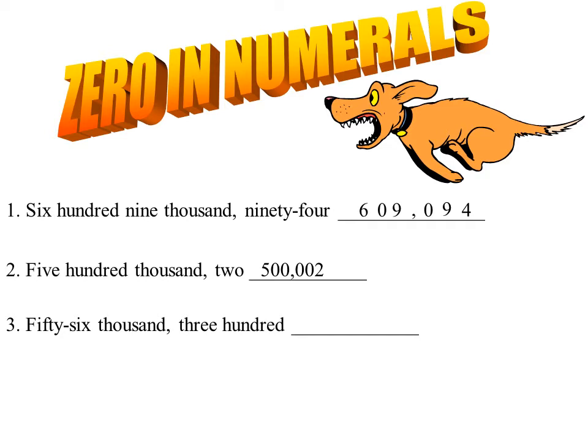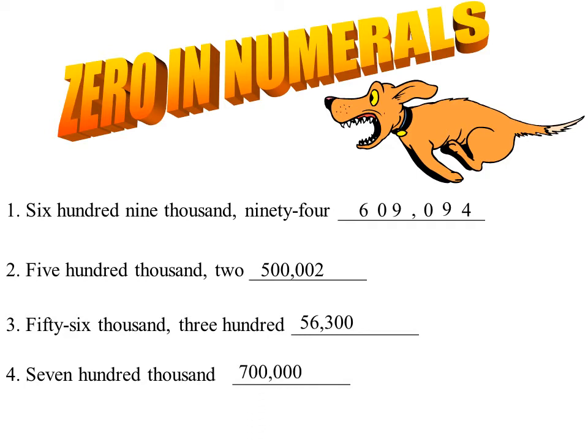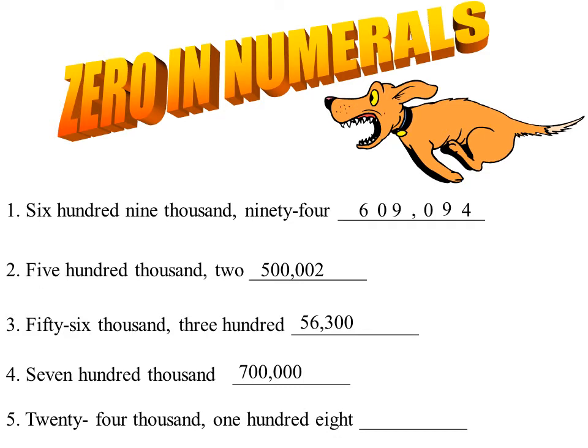56,300. So we have 56 in the thousands family and 300 in the next family. 700,000. We have only 7 in the 100,000 place and we have to put zeros to save the places. 24,108. So we have 24 in the thousand family, 1 in the hundreds, 8 in the units.